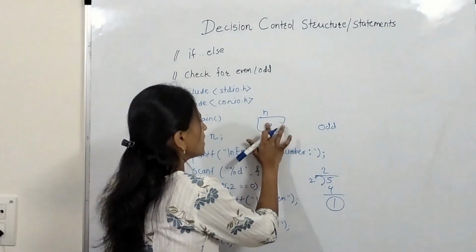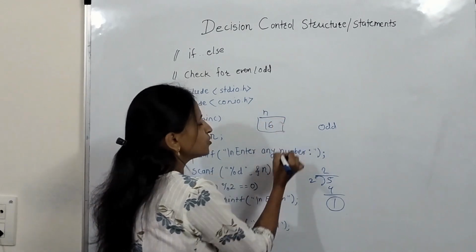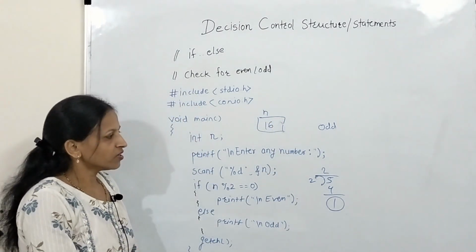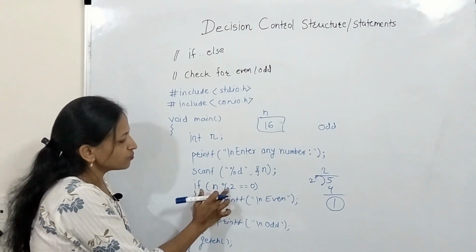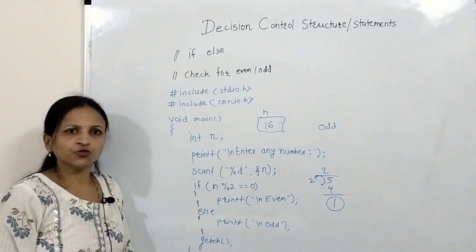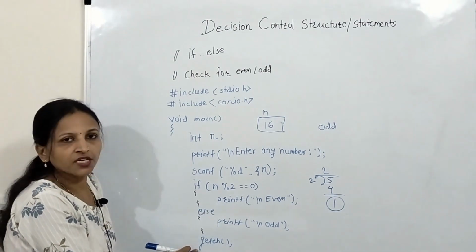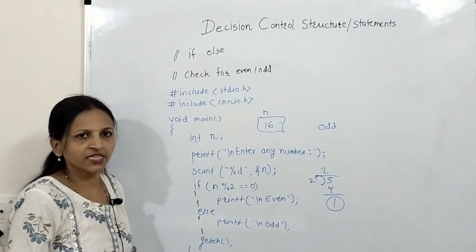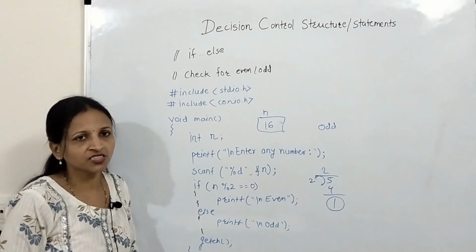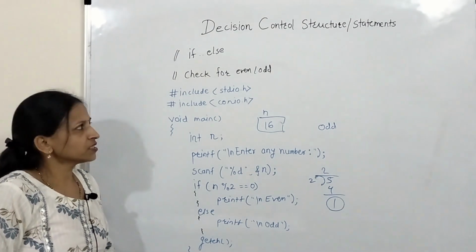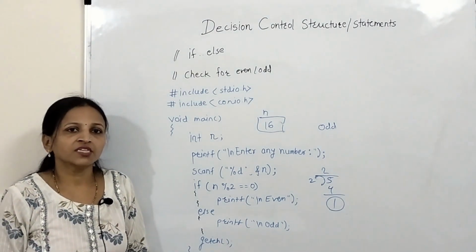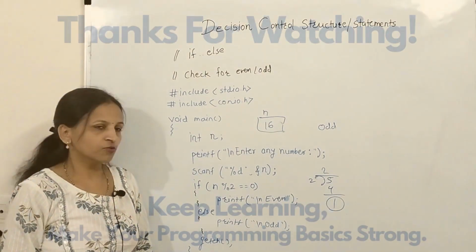Now suppose the user has entered, instead of 5, 16. Now how will it work? Again 16 modulus 2 is equal to 0. Yes, it is true. Then it will display even and will directly come here. getch means the user will press any key and the execution will get stopped at that place. This is the program for checking whether a given number is even or odd using if else.